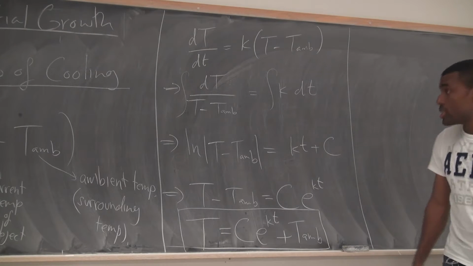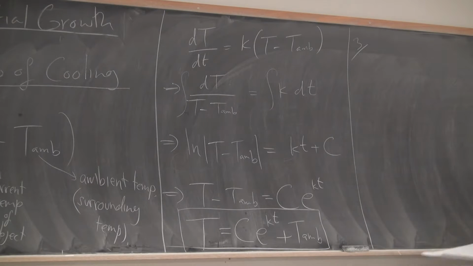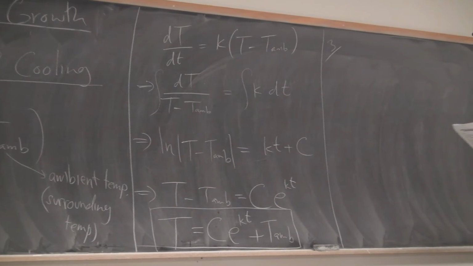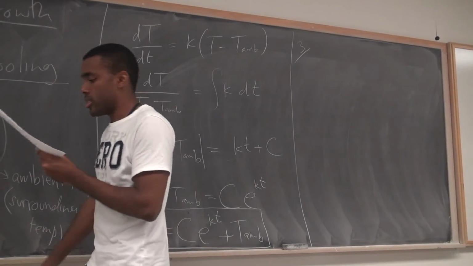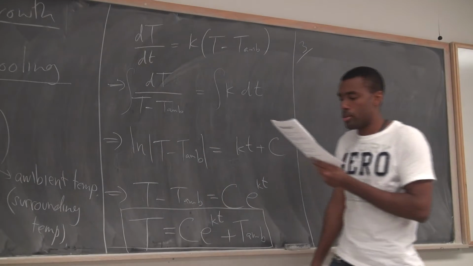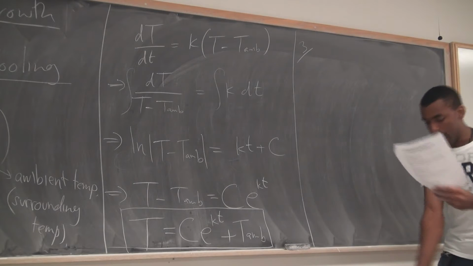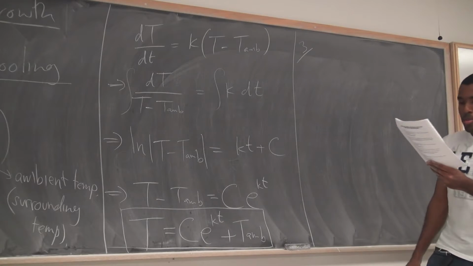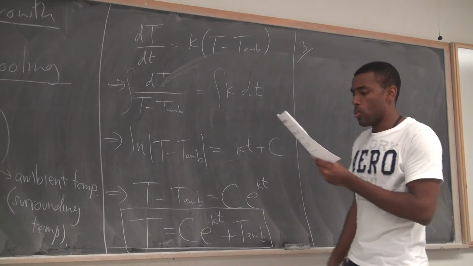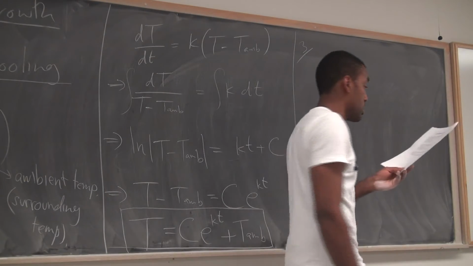What is of concern to us is the third example. A thermometer is taken from a room where the temperature is 20 degrees Celsius, and we move it outdoors where the temperature is 5 degrees Celsius. After 1 minute, the thermometer reads 12 degrees Celsius. What is the reading of the thermometer after 1 more minute, and when will the thermometer read 6 degrees Celsius?